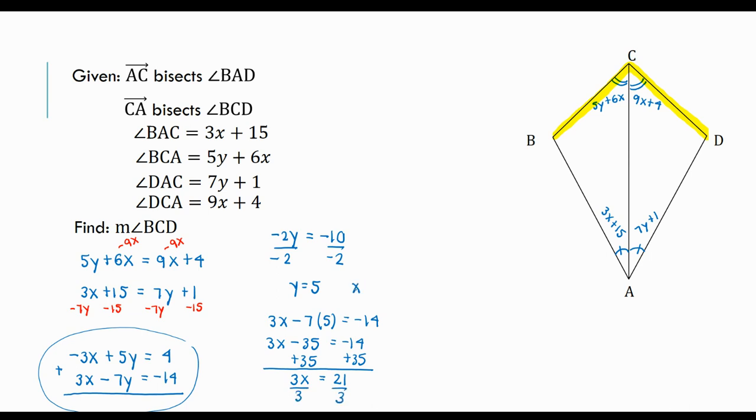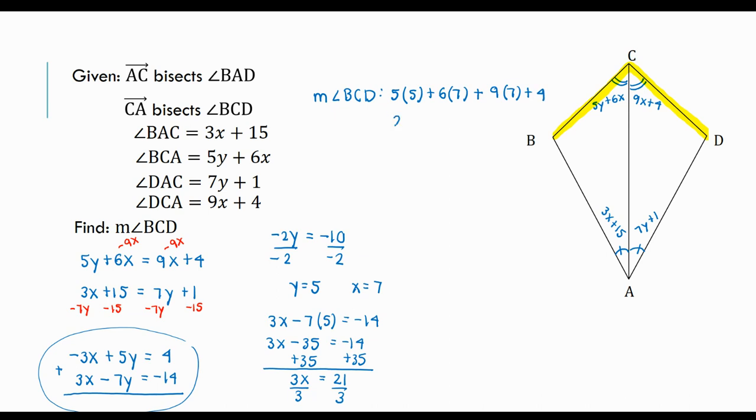And so that gives us a value of x to be 7. All right, so to find the measure of the angle BCD, I'm going to have to take those two little angles and add them together. So we're going to have 5 times 5, because that's my y, plus 6 times 7, because that's my x, plus 9 times 7, because that's my x, plus 4.